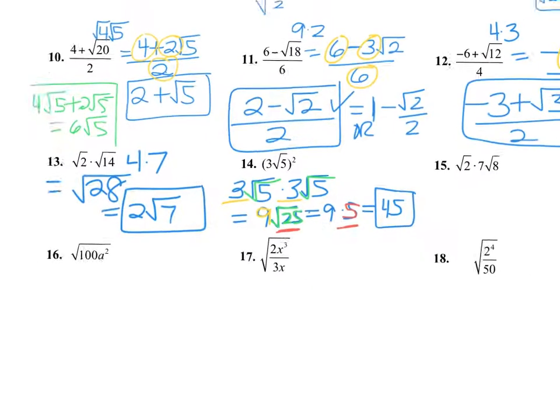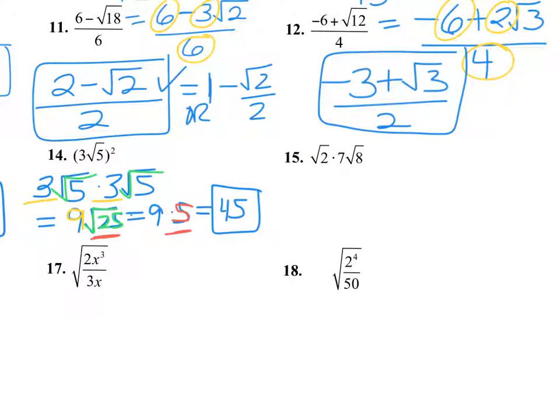All right, 15. Let's multiply these together first. Some people thought, oh, let's simplify rad 8, and you can, but I would just multiply it all together so you only have one radical to simplify. So this would be 7 rad 16. Ooh, that's nice. 7 times 4. So rad 16 is 4, and 7 times 4 is 28.